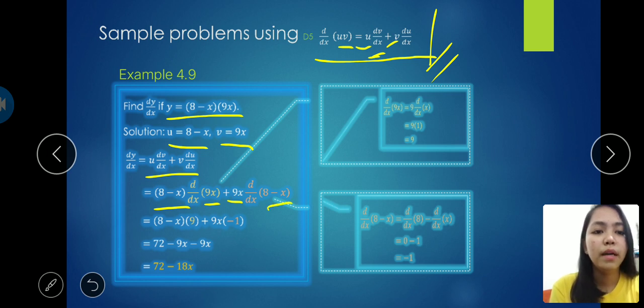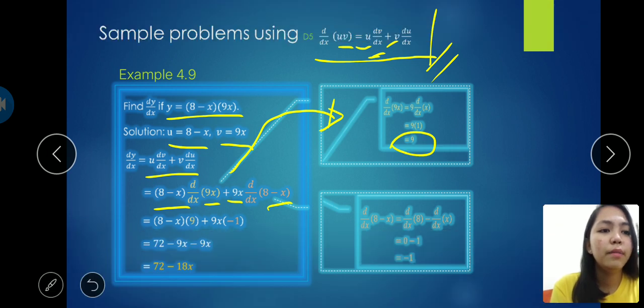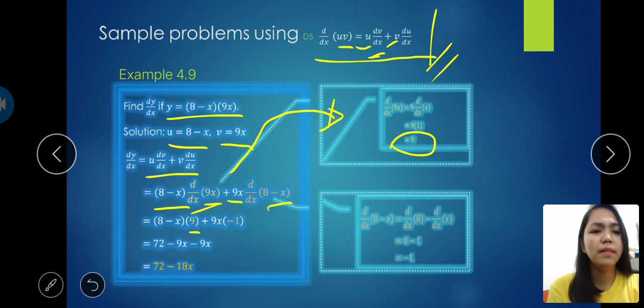So, I showed here the solution to get the derivative of 9x. Just like earlier, it is the same procedure for getting the derivative of a term that has a constant multiplied. So, factor out again, and then you can get the derivative of x equal to 1. Then 9 times 1 is 9. So, the derivative of 9x with respect to x is equal to 9. Next, we proceed to the derivative of u.